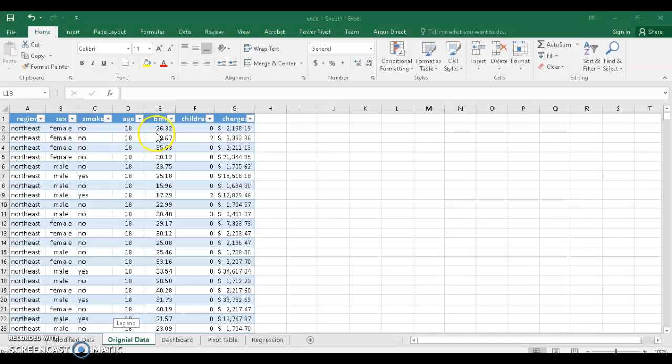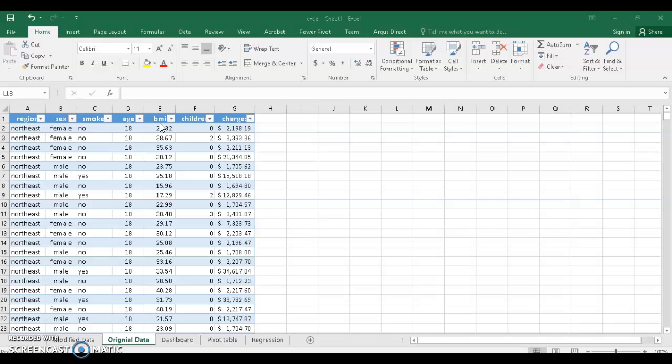And BMI is an indicator of whether these people are overweight or underweight. Children implies how many children this person has. And charge is the insurance cost for this person.